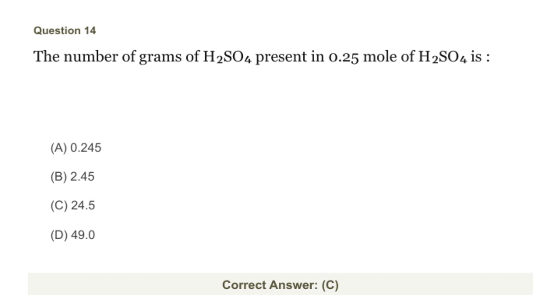Next, to find the grams in 0.25 moles, we multiply the molar mass by the number of moles. 98 grams per mole times 0.25 moles gives us 24.5 grams. So this calculation ties directly into our broader theme of understanding how to convert between moles and grams, a fundamental skill in chemistry. It's essential because it allows us to relate the microscopic world of atoms and molecules to the macroscopic quantities we can measure in the lab.